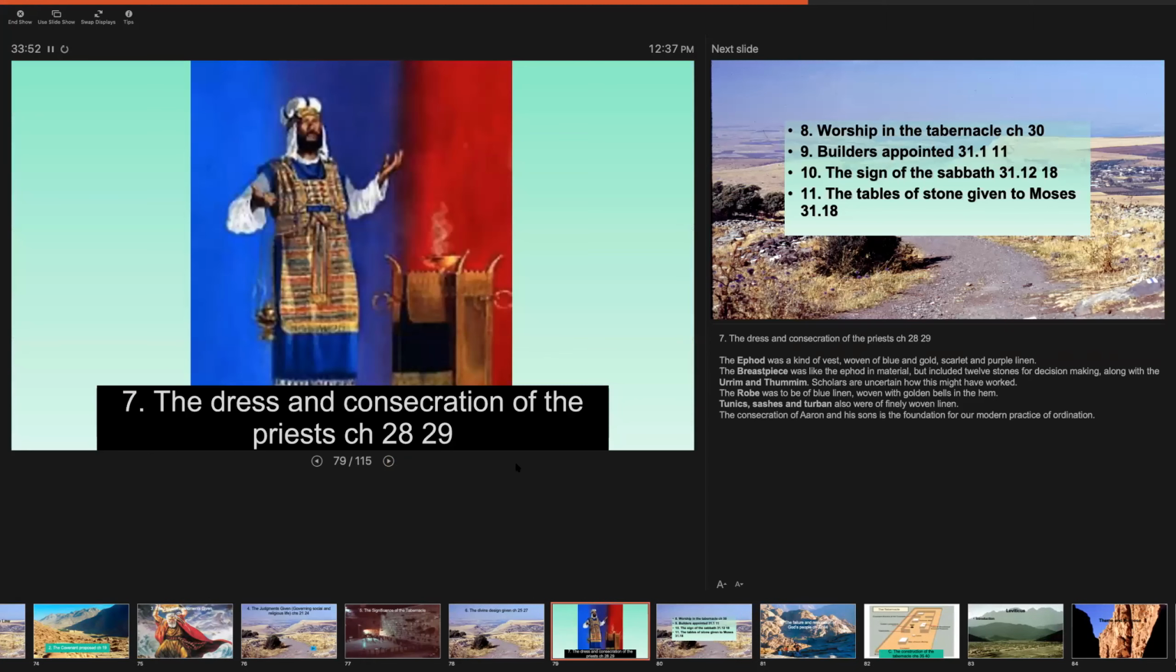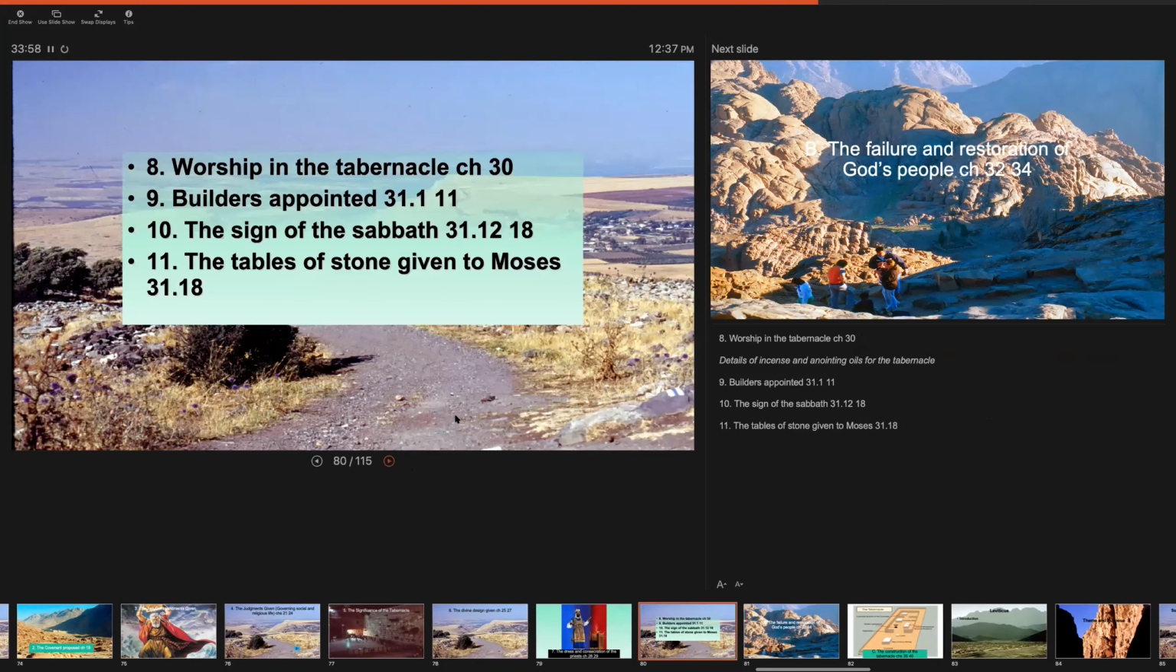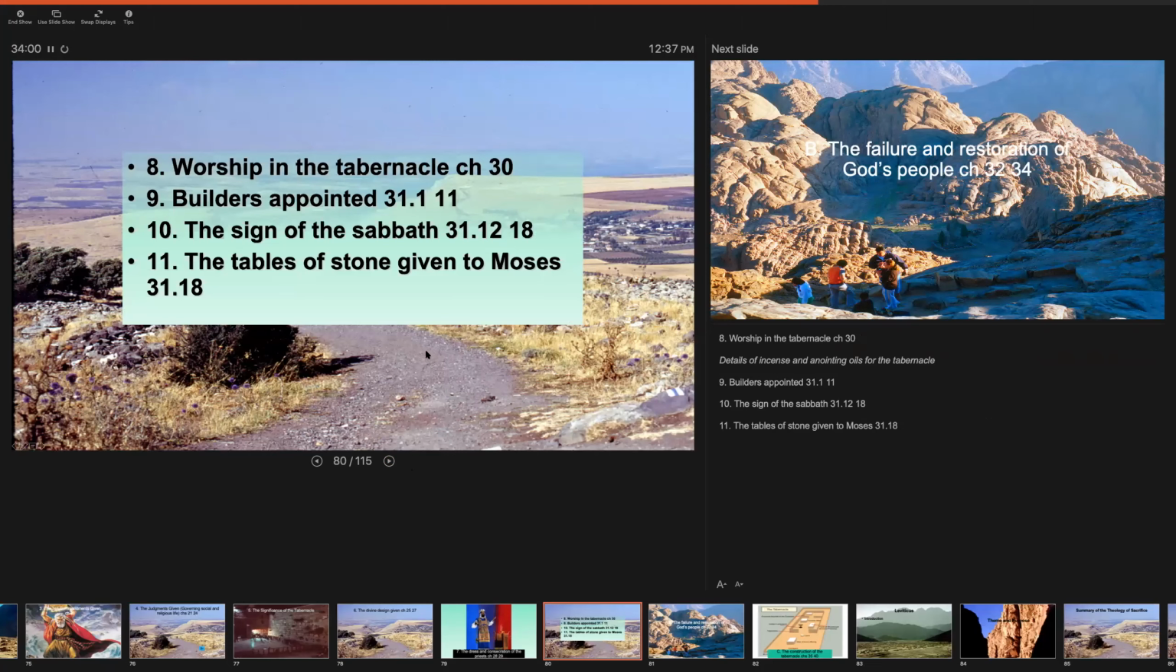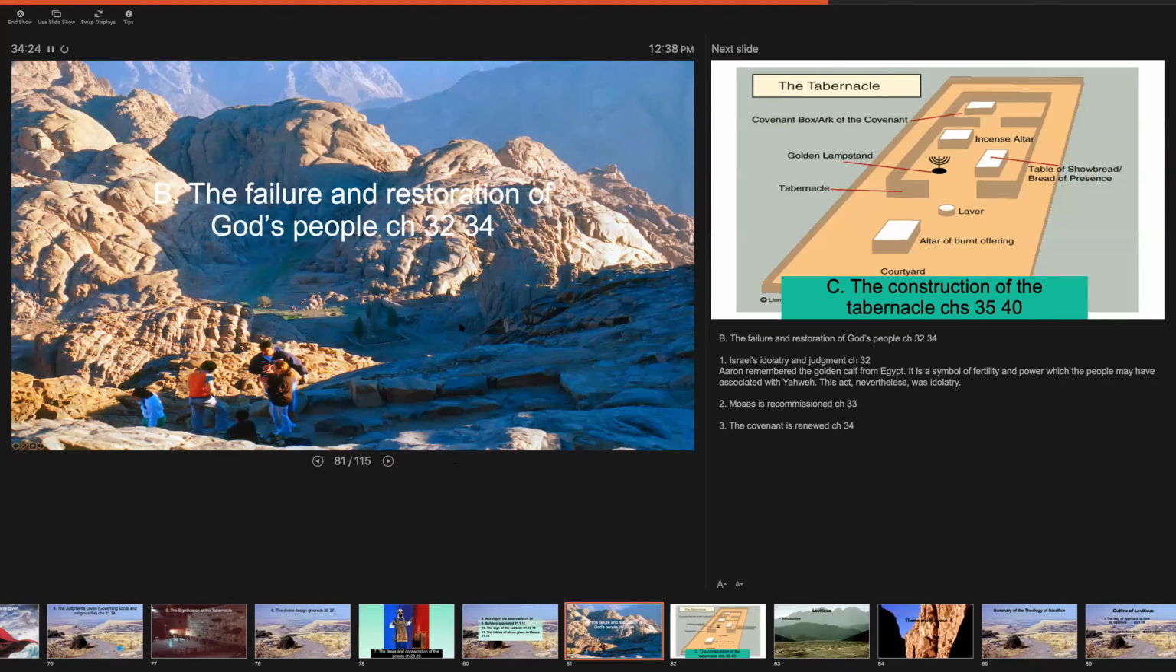The consecration of the priests is given in chapters 28 and 29. In 30 and 31, the worship in the tabernacle is described. A couple of builders are appointed. The Sabbath is described even more. And then the tables of stone, the tablets of stone, are given to Moses, the end of chapter 31. In chapters 32 through 34, we see the failure of the people.